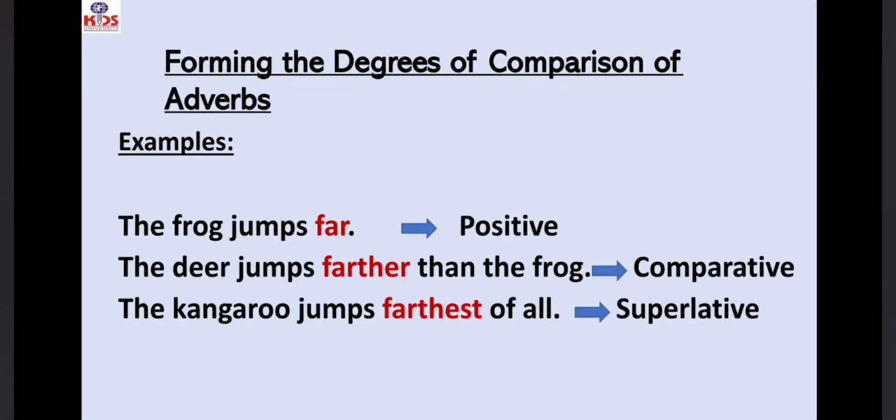Let's look at the following example. The frog jumps far. This sentence is in positive degree. The deer jumps farther than the frog. This sentence is in comparative degree. The kangaroo jumps farthest of all. This sentence is in the superlative degree and compares the three animals.